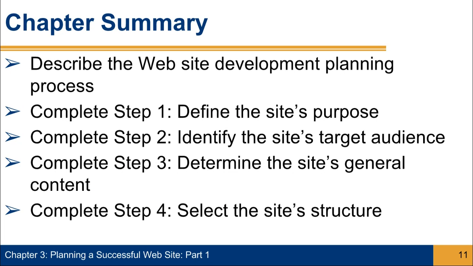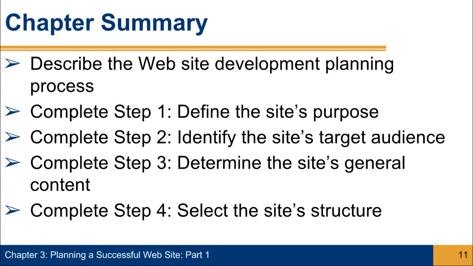Just to wrap things up, we're done with this chapter, but you want to remember it always starts with the planning process. And the first step of that is to define the site's purpose. What are the goals? What are the objectives? What's your purpose statement? Step 2 is to identify that target audience. Who do you want coming to your site, and why are they coming to your site? So looking at the demographic and psychographic characteristics and going through that needs assessment to make sure you know what your visitors' needs, wants, and expectations are.